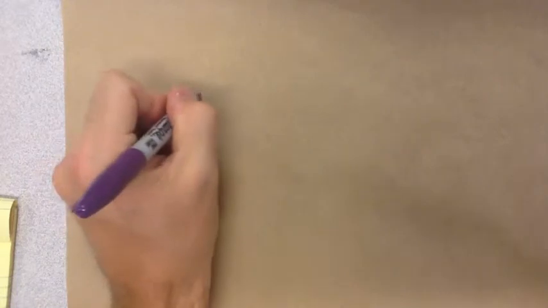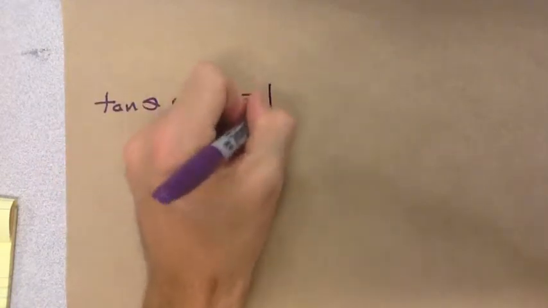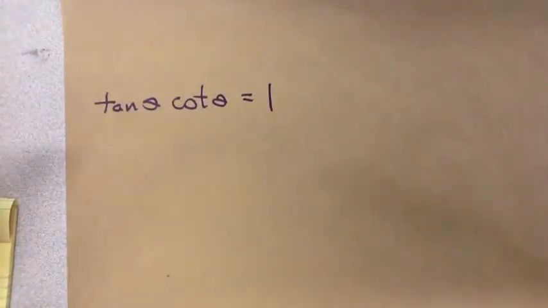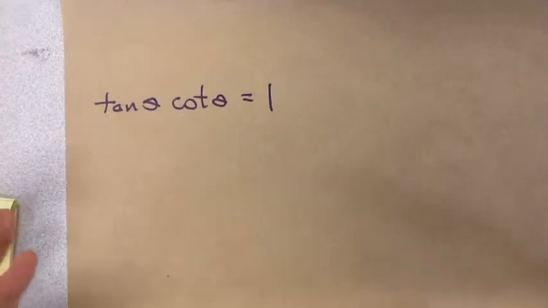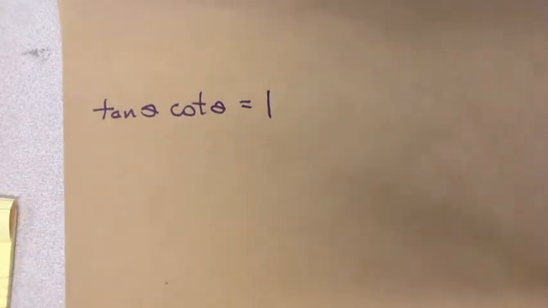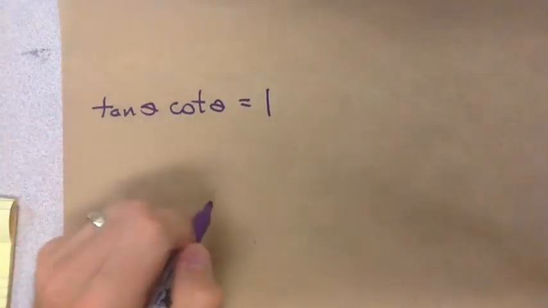So the first thing I have is tangent theta times cotangent theta equals 1. So when I verify these statements, I'm going to pick one side of the equation, work it through, and try to get it to match the other side. Do not solve both of them at the same time, and do not move things from one side to the other. So work with one of them to get it to match the other. So let's look at tangent and cotangent.